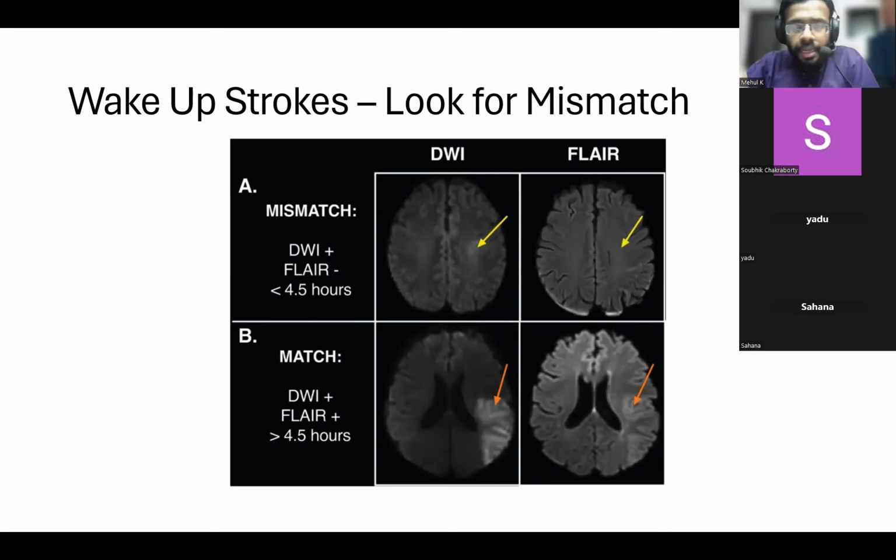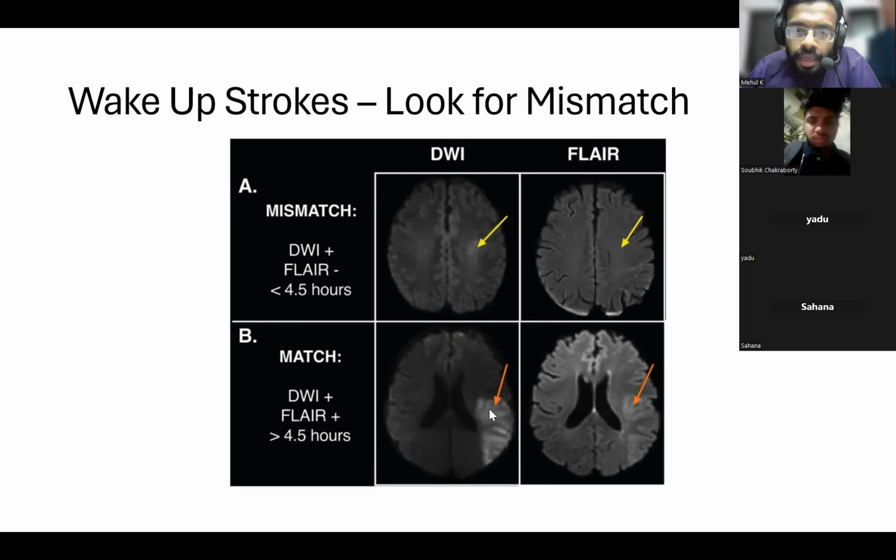Second image, the one below, here you can see an infarct on DWI, and you can also see an infarct on FLAIR also. So this is likely more than 4.5 hours and probably less likely to benefit from thrombolysis.